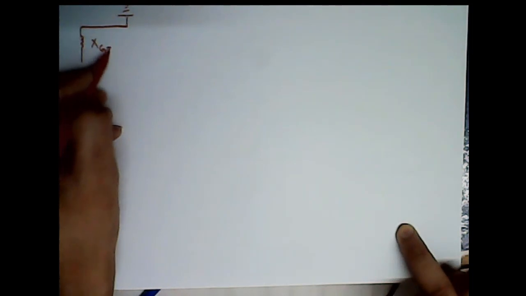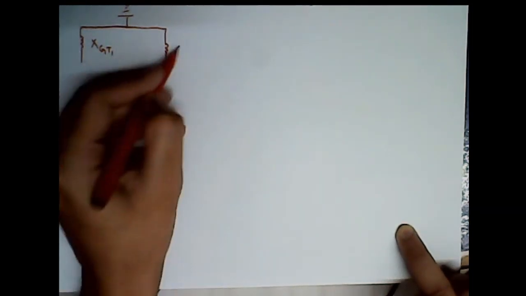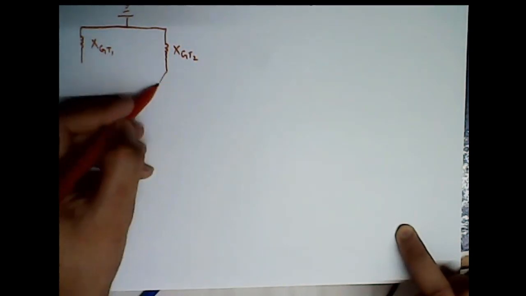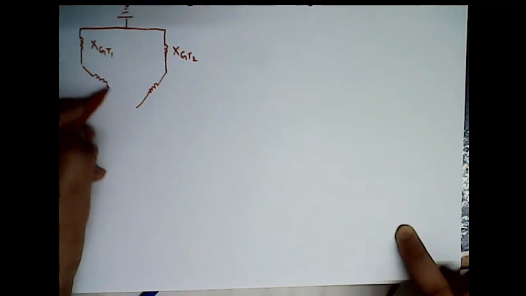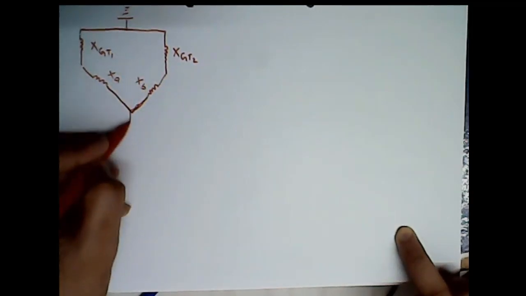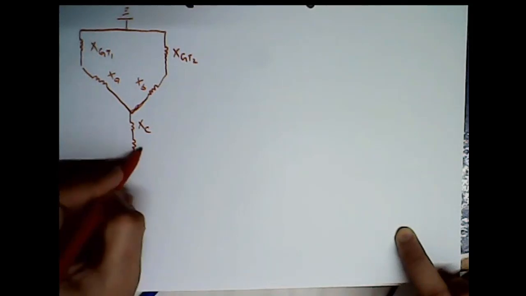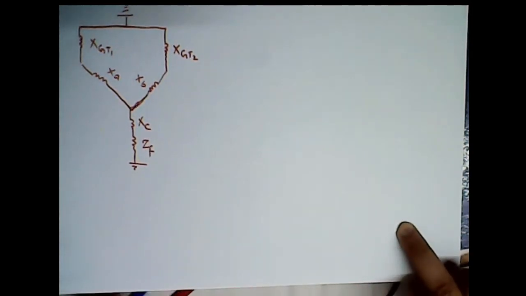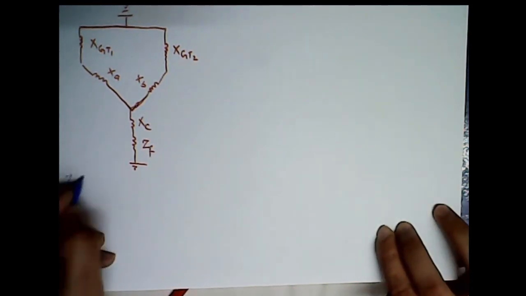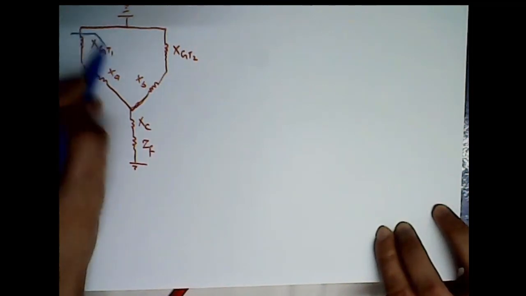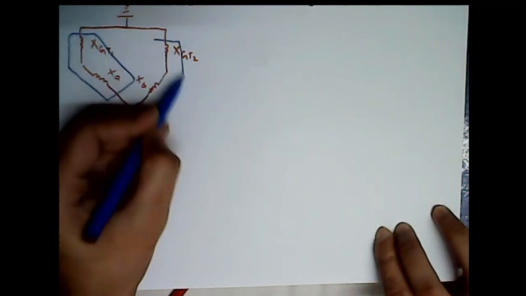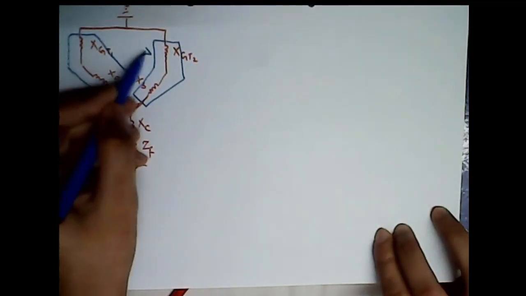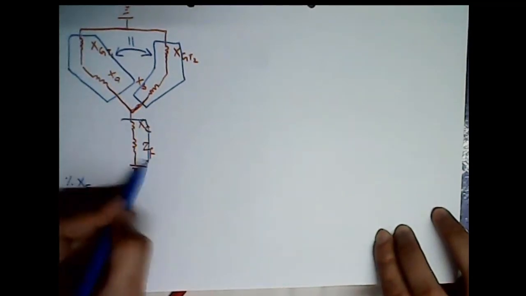This is XGT1, XGT2, ZF, or we can also call it as XF, right? So now the percentage XF, we can calculate that percent of XF. We can see this branch is in series, this one is also in series, and these two will be in parallel, and this one is again in series.